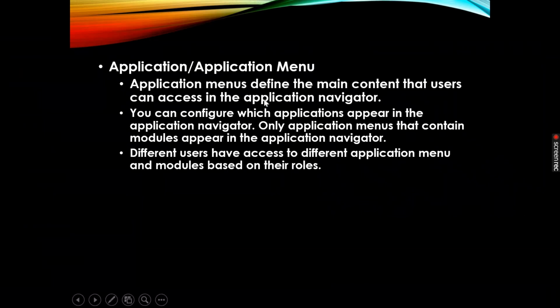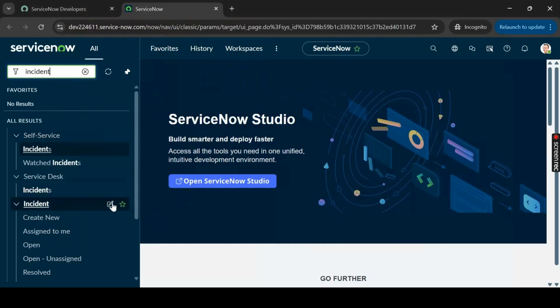So as per the definition, it is holding a main content that an end user, a developer, or a business user can access in the application navigator. These can be configured, which appear in the application navigator. Configuration is nothing but you can edit this application. For example, I have clicked on edit application. So it will open. Let me click on this.